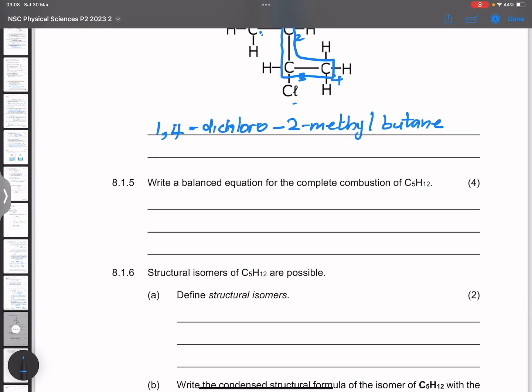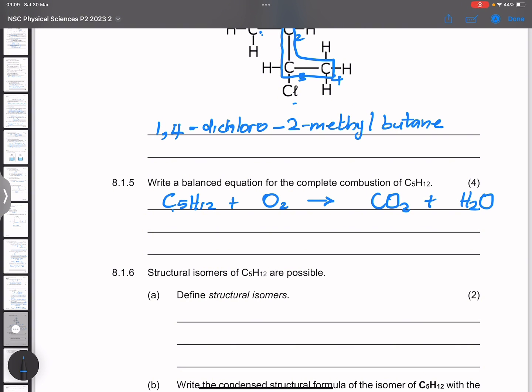Right, so next one. They say write a balanced equation for the complete combustion of C5H12. Right, so I want you guys to please note. So we've got C5H12 plus oxygen. Okay, let me leave some space, which would give us, now please, I want you to note, we always get carbon dioxide and H2O as a product, right? So all we need to do is to balance that reaction out.